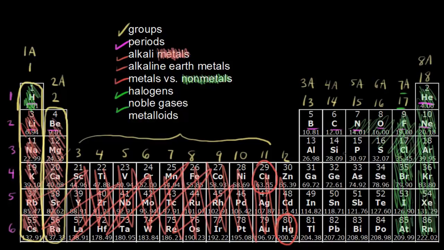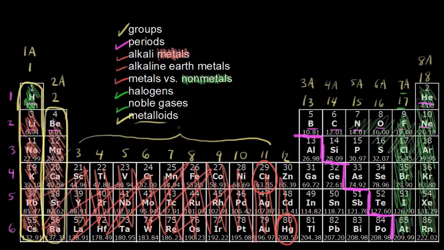It's kind of a zigzag line. So let me see if I can sketch it in here. So the dividing line would go something like this. All right, so we're going to go a zigzag line down our periodic table. And some of the elements that you find on this zigzag line have properties in between those of metals and nonmetals, and we call those metalloids. So let's go ahead and talk about metalloids now.